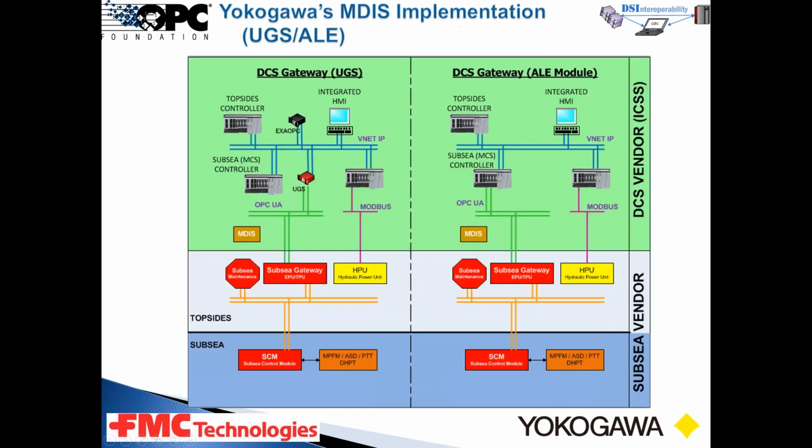So this is a brief diagram of Yokogawa's implementation. We have two solutions. Both of them work for both integrated and interfaced architectures. So the differences between the solution is the nature of the solution, wherein the connectivity is done via the UGS or via the controller. So the reliability of the system which is actually required depends on which solution needs to be selected.